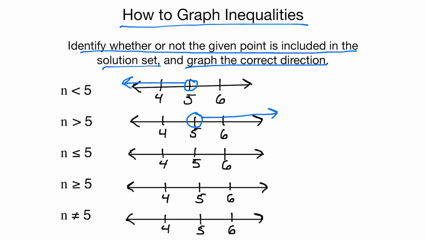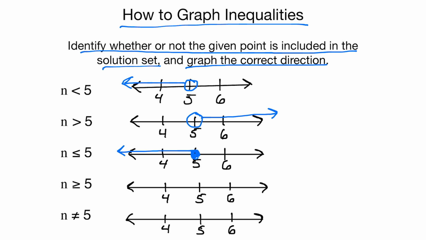Okay, then we have n is less than or equal to 5. That little bar underneath the less than sign is the or equal to. So the 5 is included. So you do a solid dot on the 5. And then all of the points less than 5 are included in the solution set. So draw your arrow to the left.